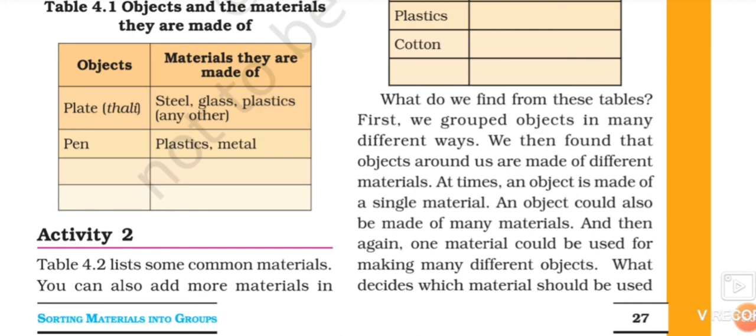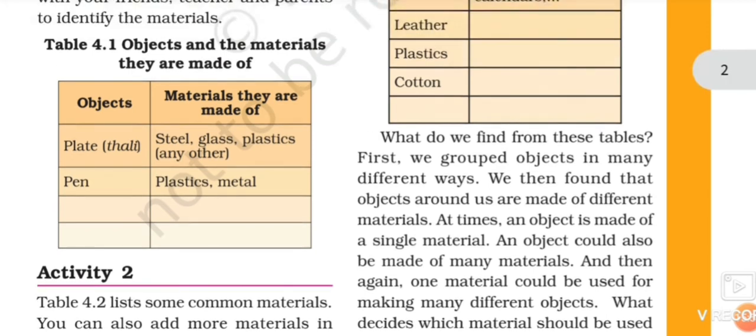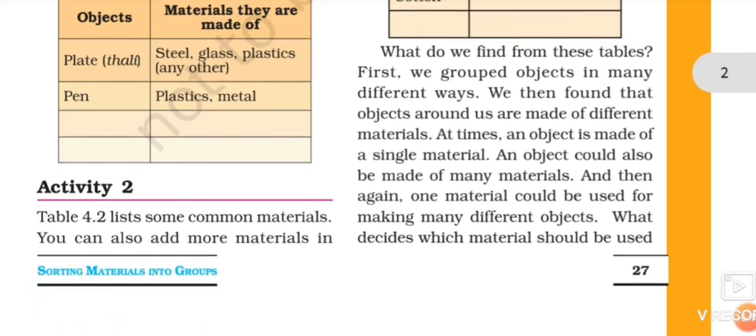So from this activity, what did you understand? What is the conclusion of this activity? You can understand that some objects are made up of different materials. There are so many objects and they can be made up of so many different materials also. So now see activity 2.